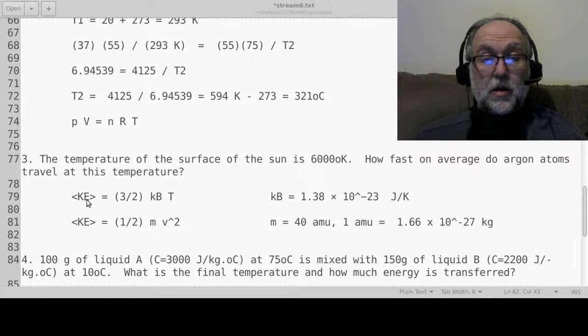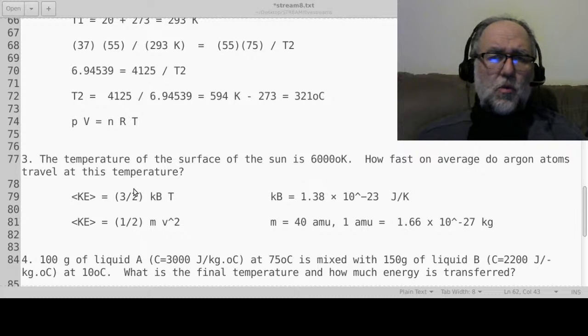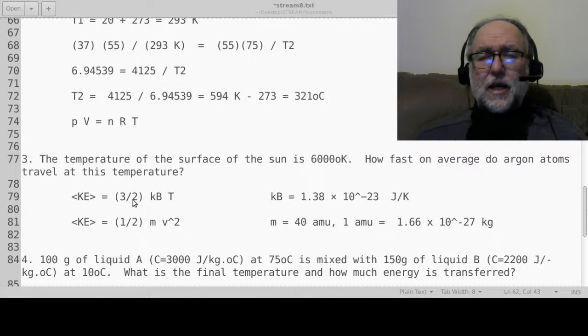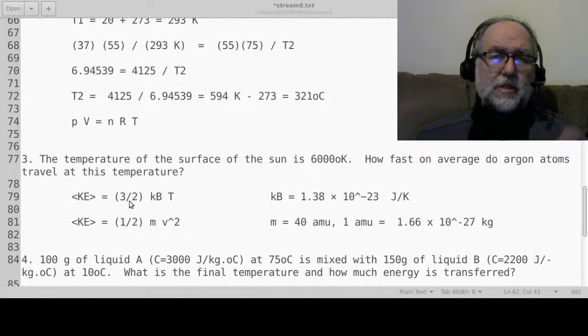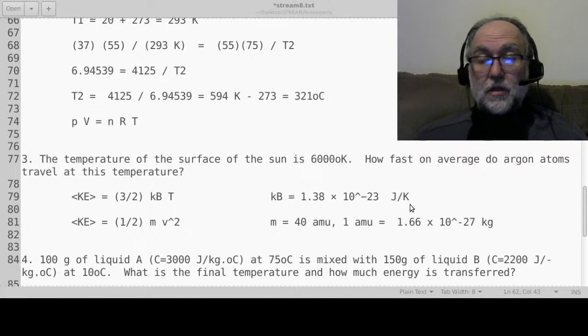The average kinetic energy of the particles in a gas is equal to 3/2 k Boltzmann times T. The 3/2 comes purely from geometry and statistics. We won't get into the details, but the three there is the three dimensions of space. KB is k Boltzmann. It's kind of the equivalent of R, the ideal gas constant, but it converts joules to Kelvin in this equation.